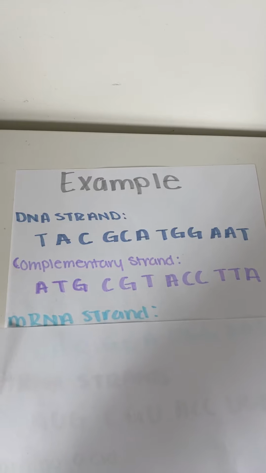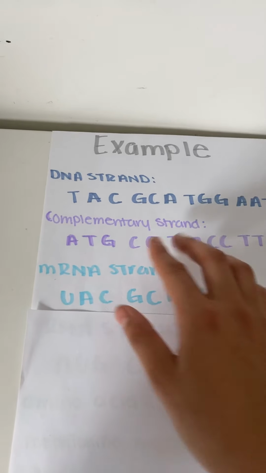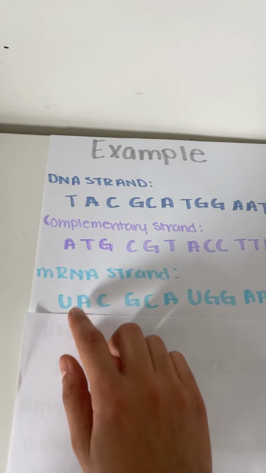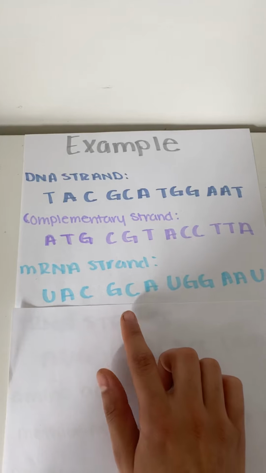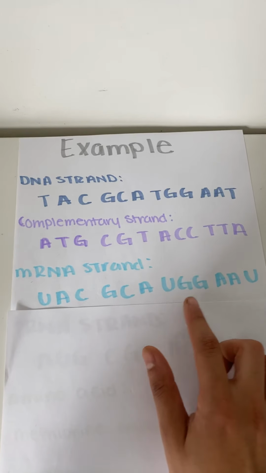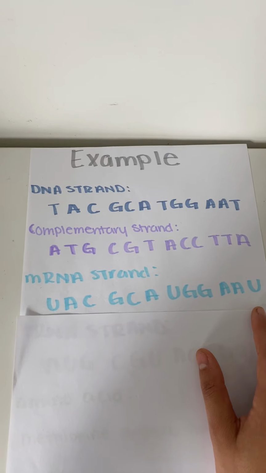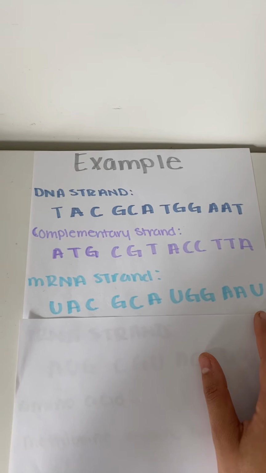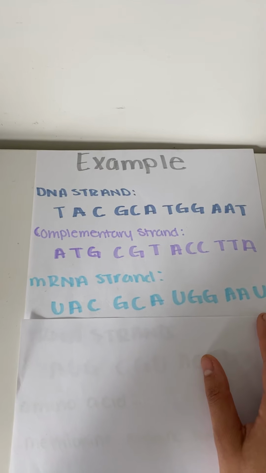The mRNA strand, remember, has uracil instead of thymine. So adenine will bind with uracil, and then we have T to A, G to C, and so forth: AUG, CGU, ACC, UUA. In this example, the mRNA strand will take the strand out of the nucleus and into the ribosome, and this is where translation occurs.